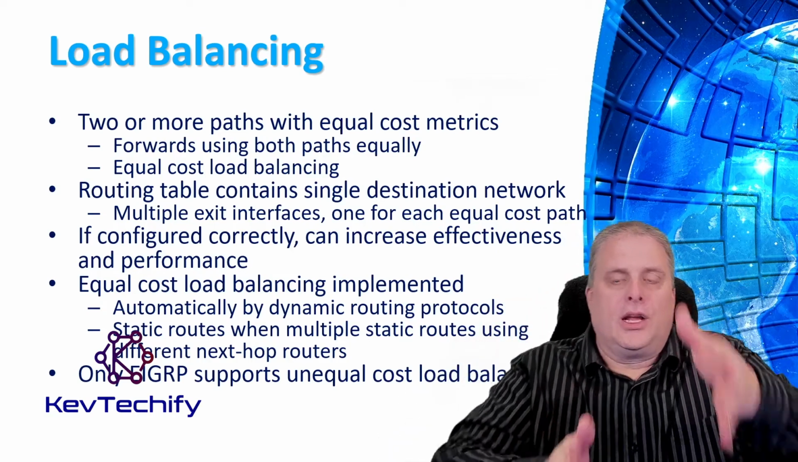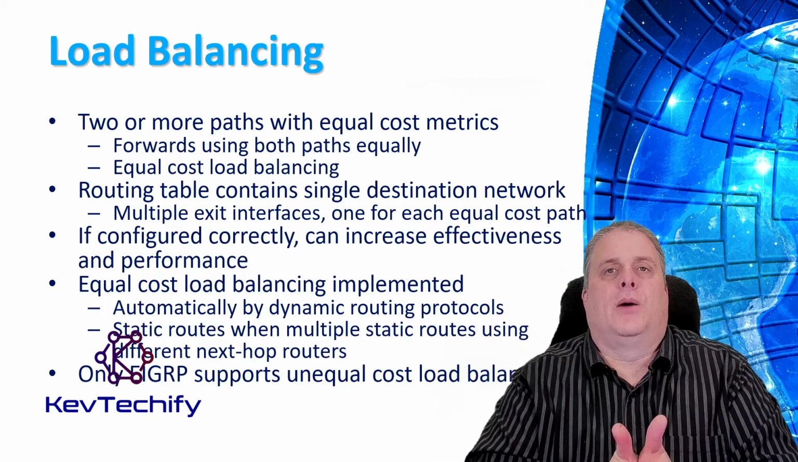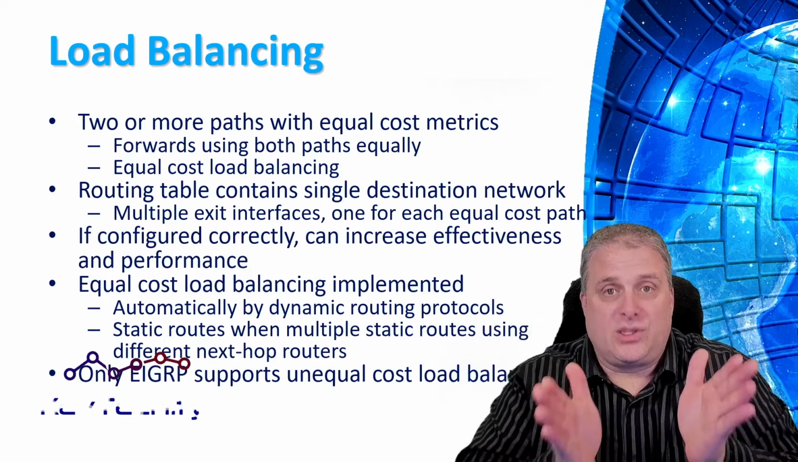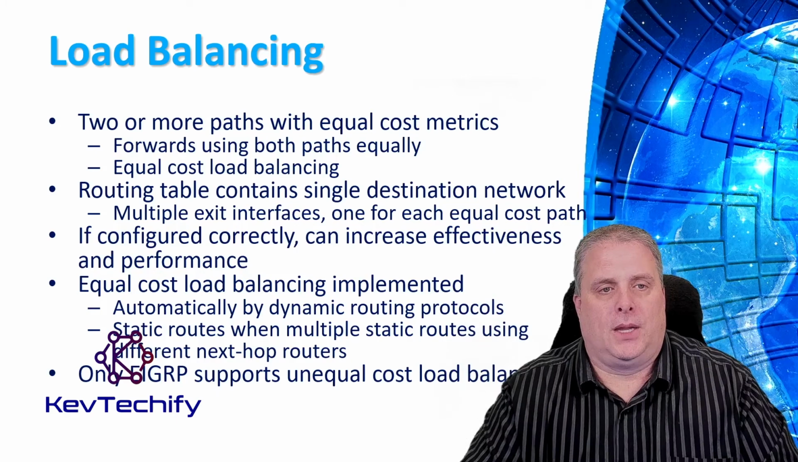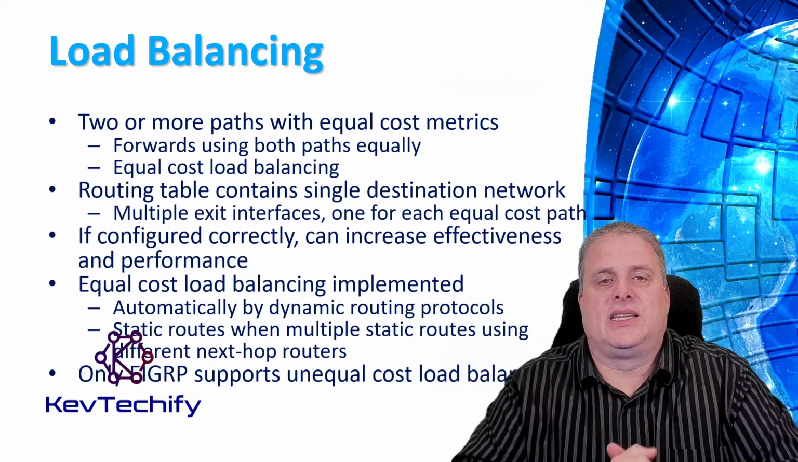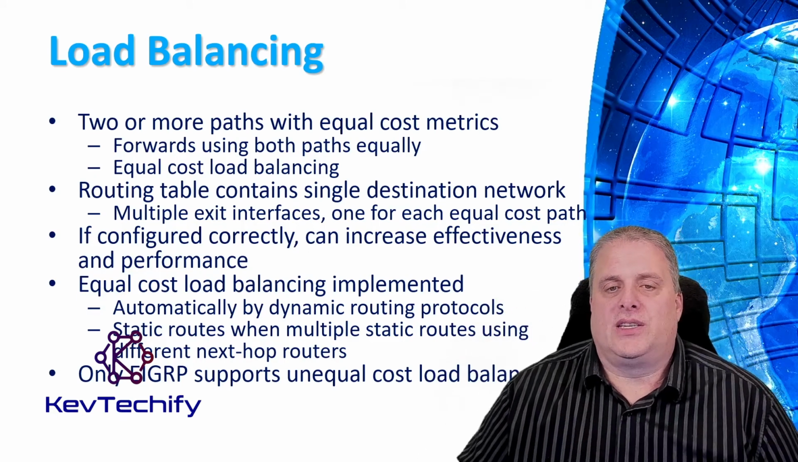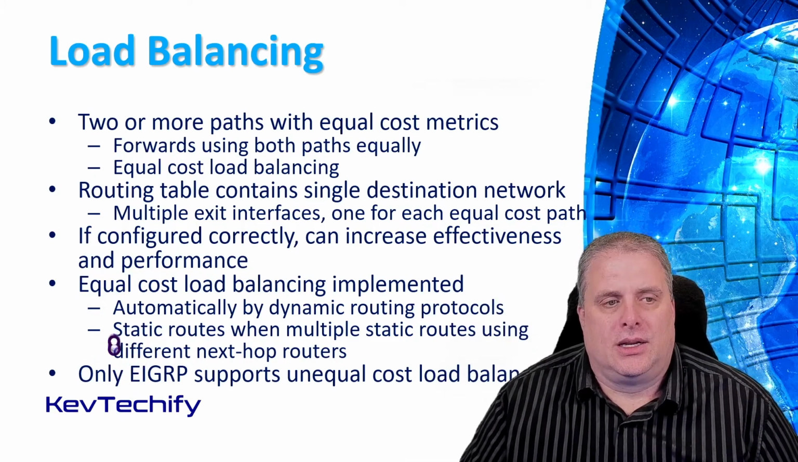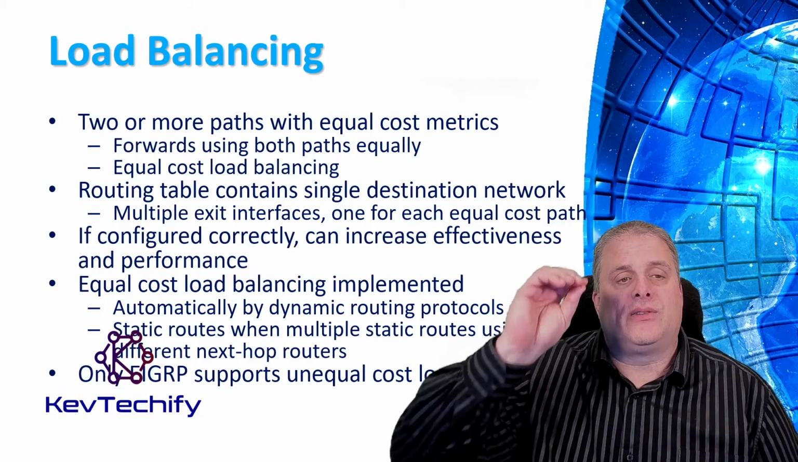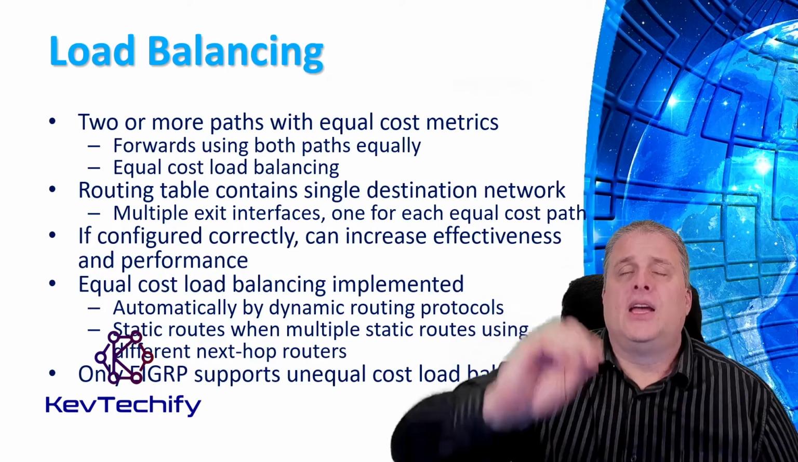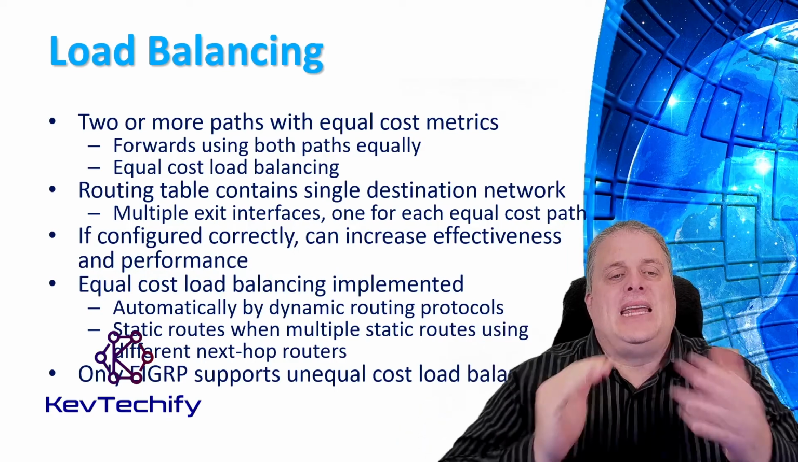The dynamic routing protocol does its calculations, and it came up with, hey, these two paths have exactly the same number. They're the best way to get there, but there just happens to be two. So what we're going to do is load balance between them. The routing table contains a single destination network, multiple exit interfaces, one for each of the equal cost paths. Now, when you do get this configured, it will increase effectiveness, it will increase your throughput, it'll increase your performance. It'll allow you to use both of those connections equally.